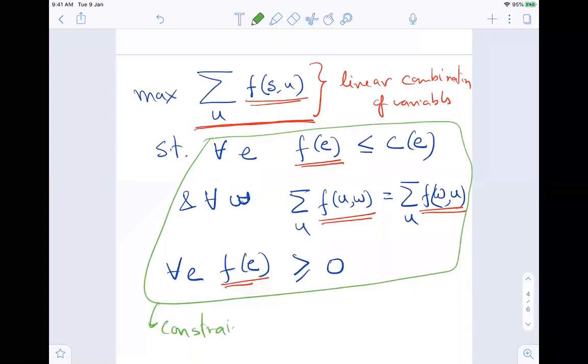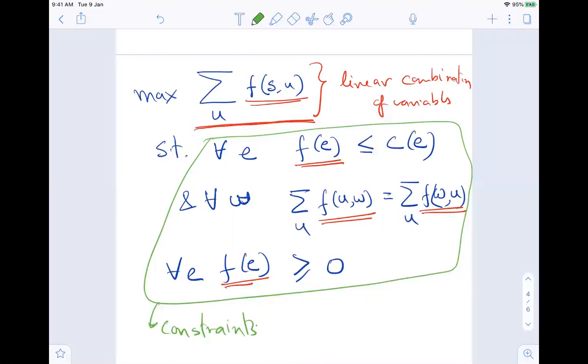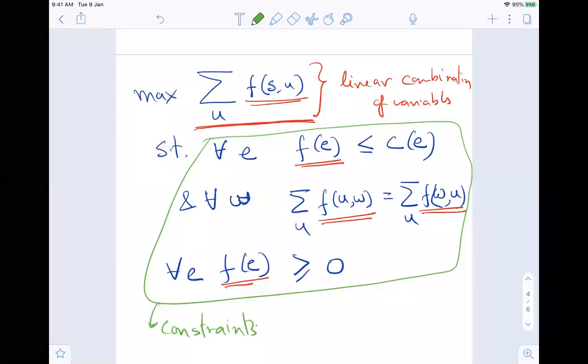And what are the constraints? The constraints are also not arbitrary. They're also linear, right? So I maximize the linear expression when I am under the condition that some linear properties hold.